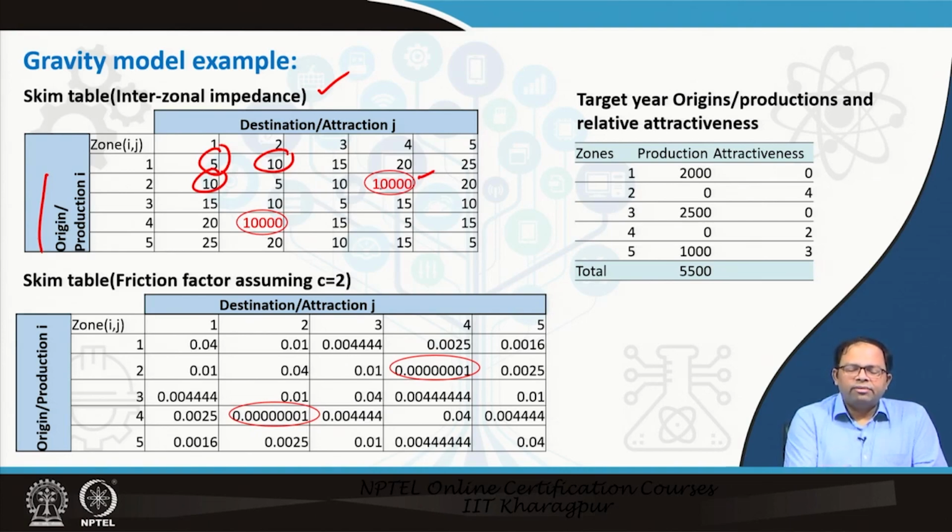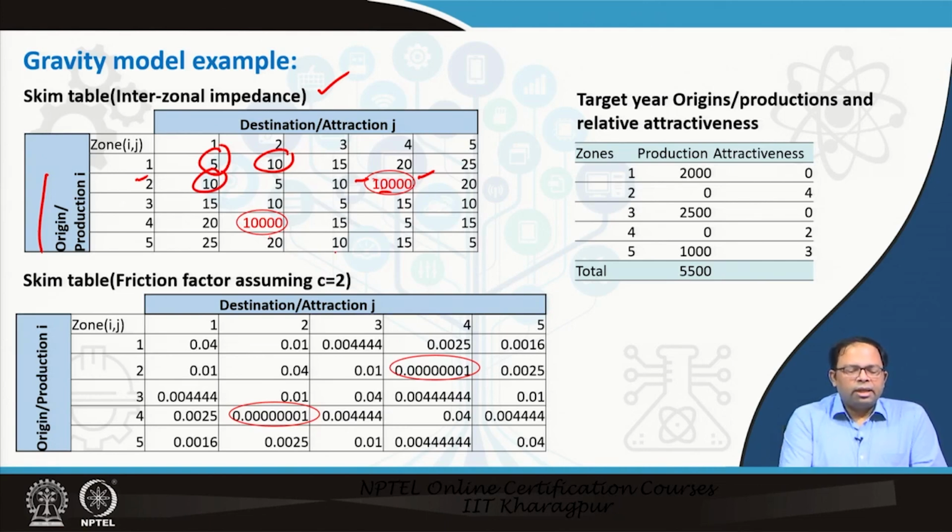So, instead of 0 we take a very high figure, which could be 10,000, 20 or 1 lakh or even more than that. If I put that as impedance, that means compared to all other zones it has so high an impedance that we will not find any trip from this zone 2 to 4. So, this interzonal volume would be missing. This is how we designate missing values, or those connections or links which are not present.